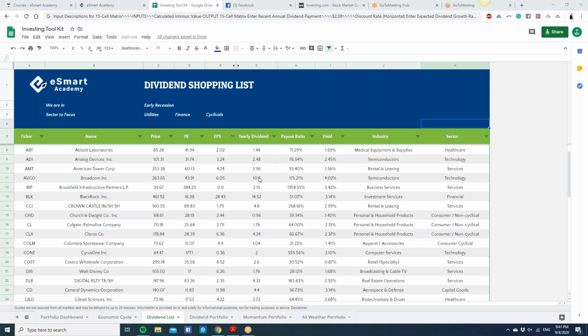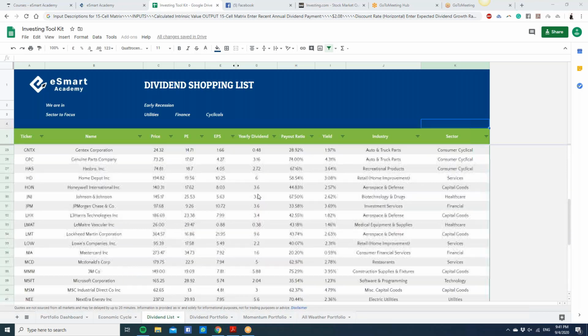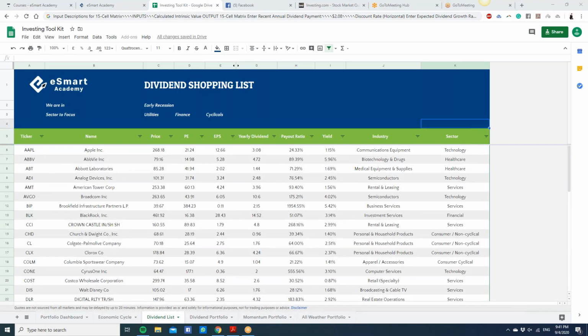Okay, so these 49 companies are all in the US. You can see the ticker, the name, the current price. Again, all these are auto updated. I've already coded in some formulas, which means that this price is already updated. When the stock market is open, it'll get updated based on the most current price. And of course, PE, EPS, yearly dividend, all these are auto updated. And you can see over here the industry and sector as well. This too we'll come back and discuss.